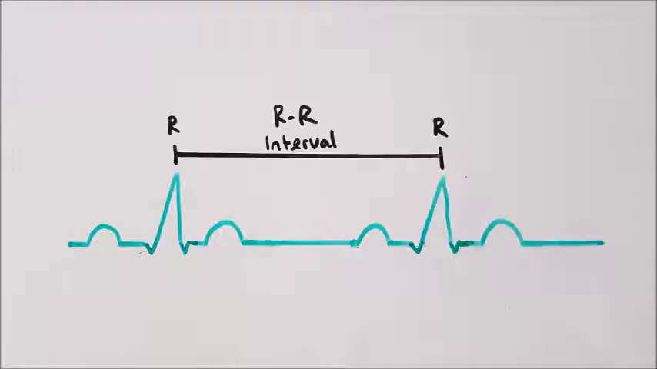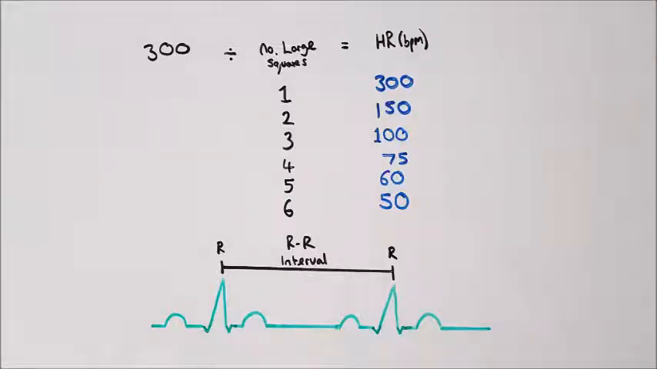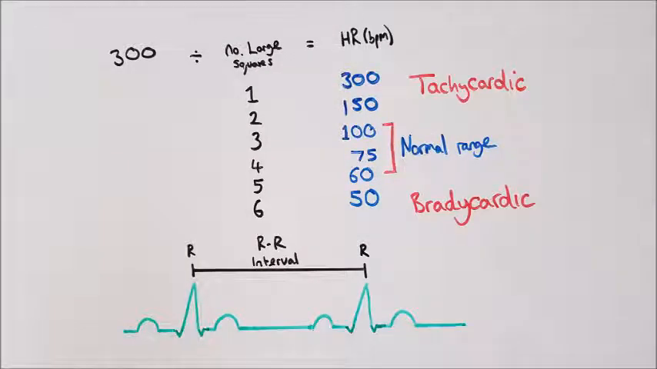The easiest way to calculate this is to divide 300 by the number of large squares in the RR interval to get the heart rate in beats per minute, as shown here. A normal range for the heart rate at rest is between 60 and 100 beats per minute. And knowing these rough calculations is a good starting point to quickly assess whether a heart rate is fast or slow, or tachycardic or bradycardic, to use the proper terms.